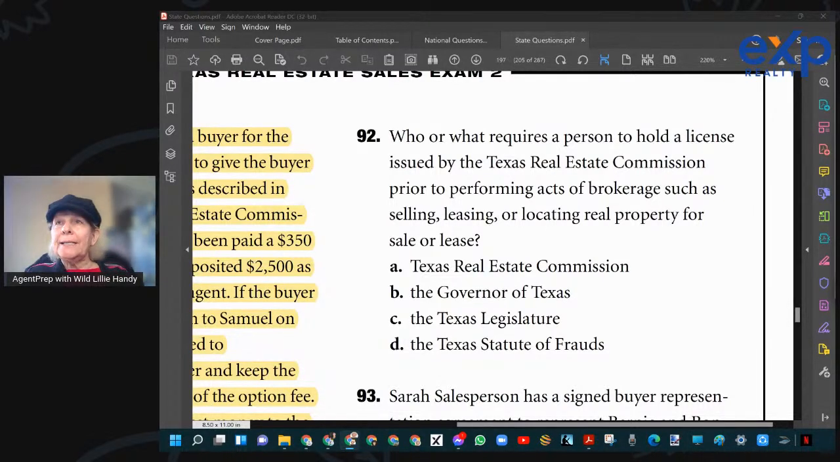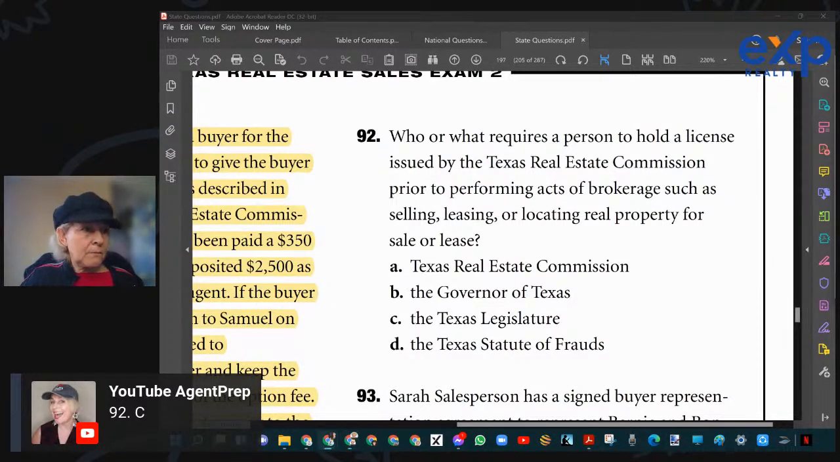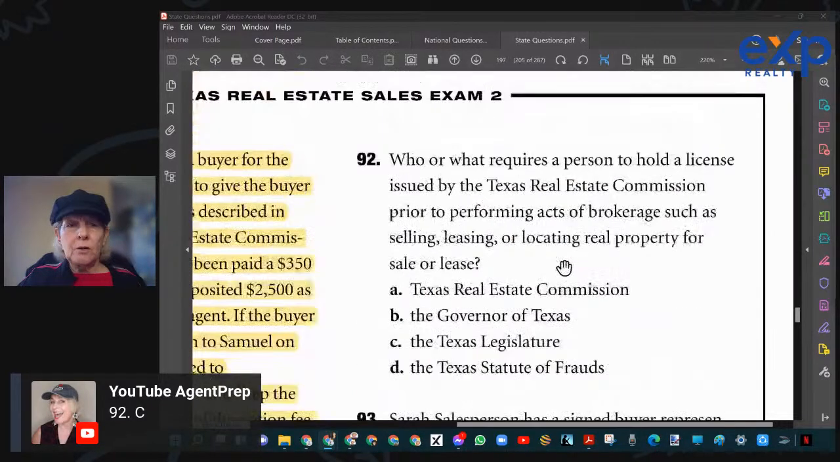Yes, the answer is C. It is the Texas legislature. Okay. The Texas legislature controls the Texas Real Estate Commission. And that's who requires that a broker, that Texas Real Estate Commission issues the license for a brokerage who's selling, leasing, or locating real property. Okay, so let's go.